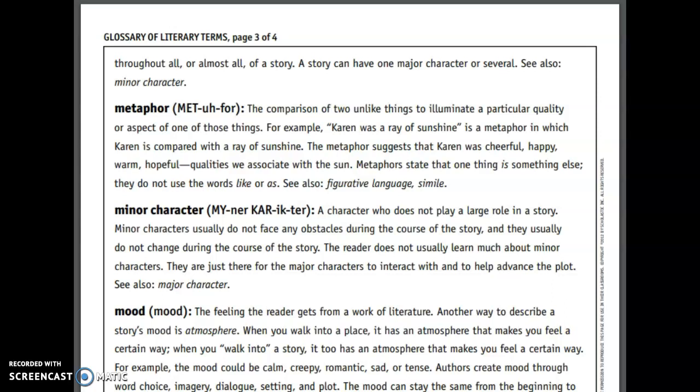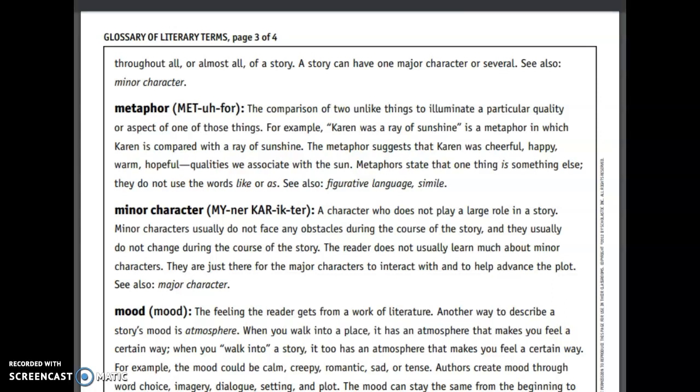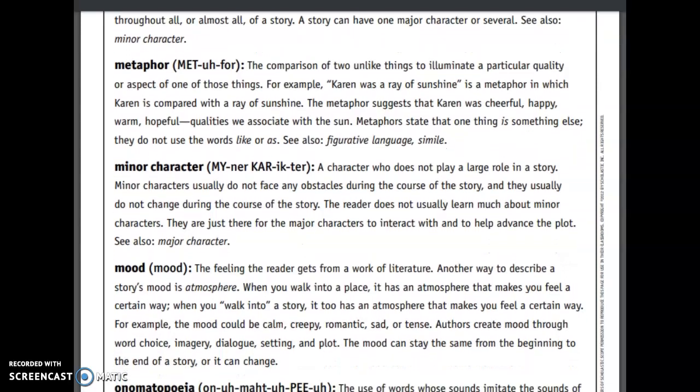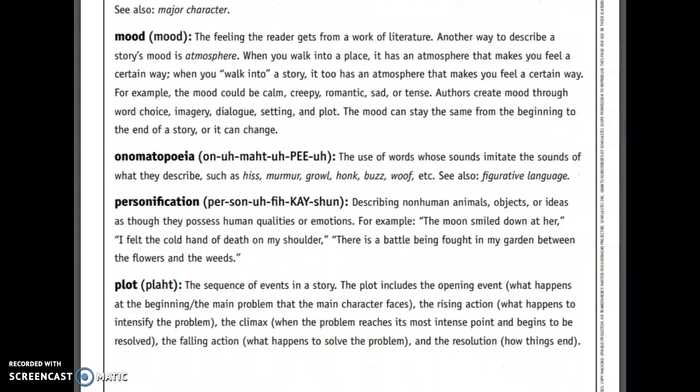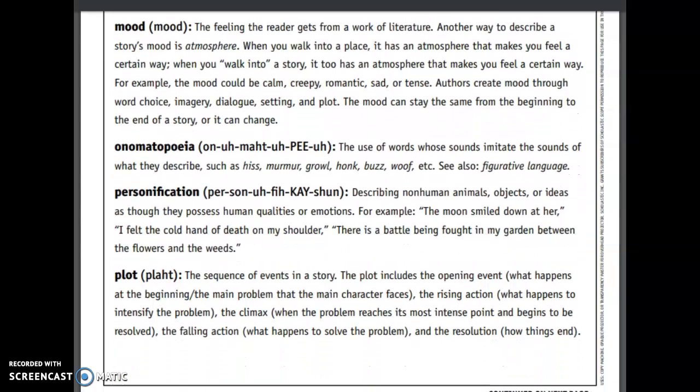Mood. The feeling the reader gets from a work of literature is mood. Another way to describe a story's mood is atmosphere. When you walk into a place, it has an atmosphere that makes you feel a certain way. When you walk into a story, it too has an atmosphere that makes you feel a certain way.